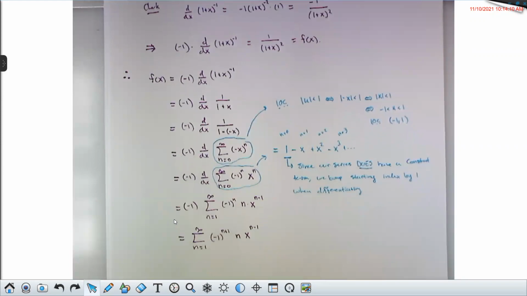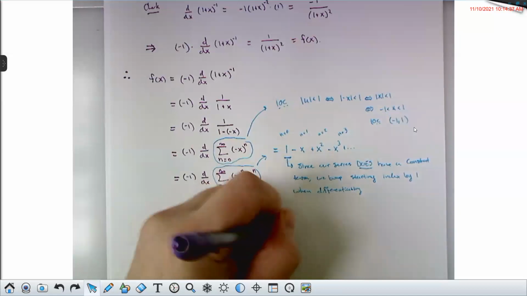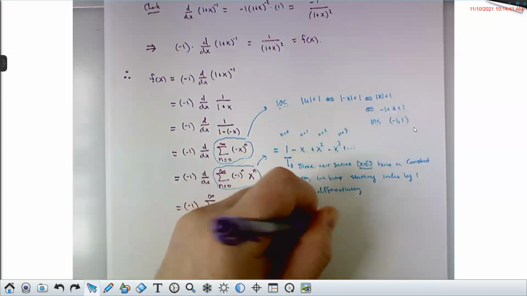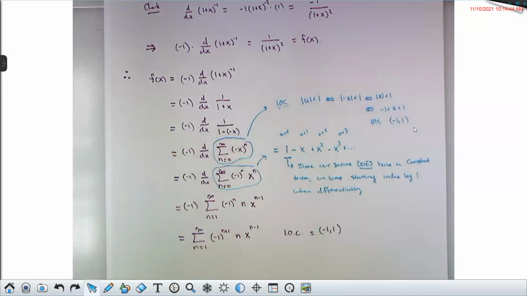And the IOC, we can reason without doing any more work, must be the same as the original IOC. The radius of convergence will never change. The only thing that can happen when you integrate or differentiate is picking up or losing endpoints. Remember, when you differentiate, you can lose endpoints. When you integrate, you can pick them up. But since the series I began with contains neither endpoint, the IOC here is still the same, the open interval from negative 1 to 1.